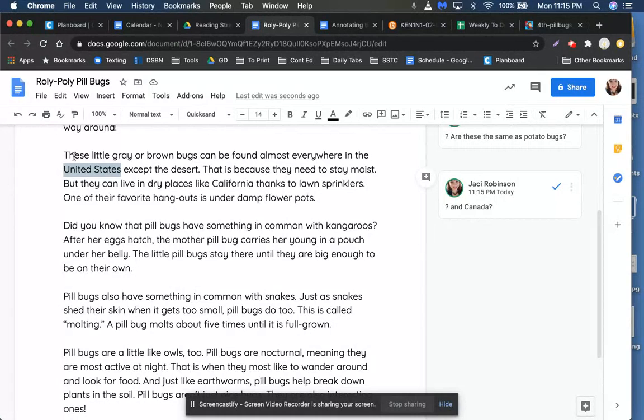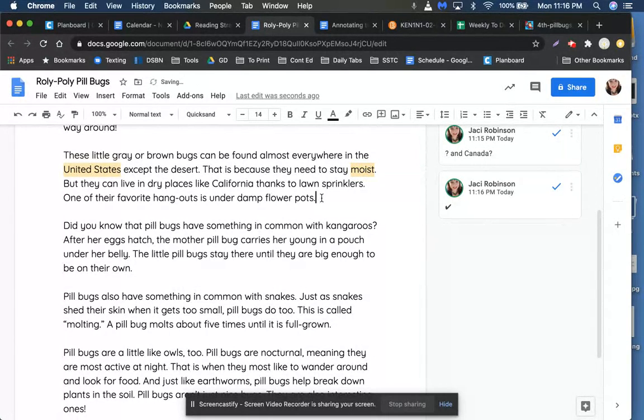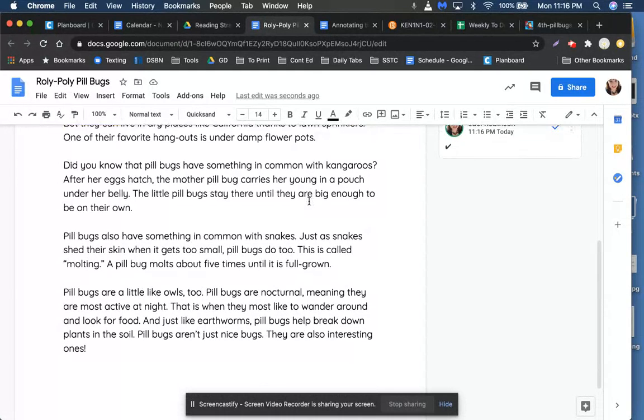Let's see. Let's go back here. These little gray or brown bugs can be found almost everywhere in the United States except the desert. That is because they need to stay moist. Okay, that makes sense to me. Of course, they have to be out of the desert if they need to stay moist. All right, but they can live in dry places like California thanks to lawn sprinklers. One of their favorite hangouts is under damp flower pots. Okay, cool.